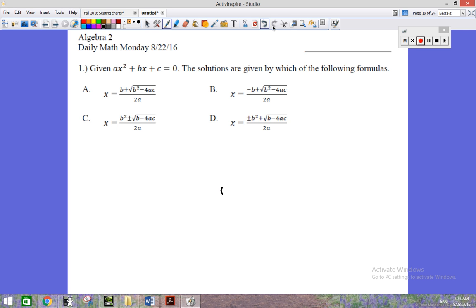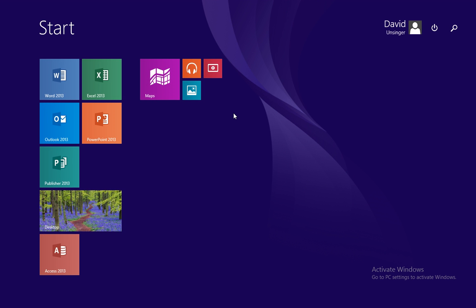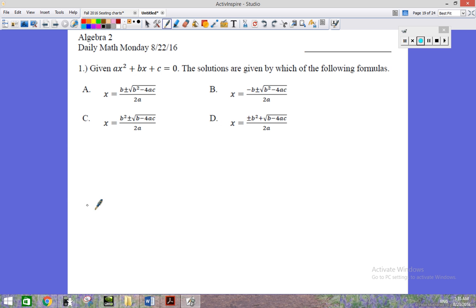As promised, I gave you, have you identify the quadratic formula. Whoa, what happened there? I was moving things around. I must have bumped something.